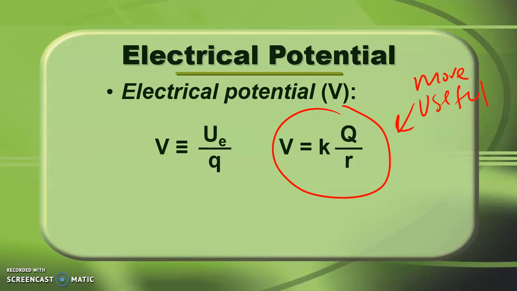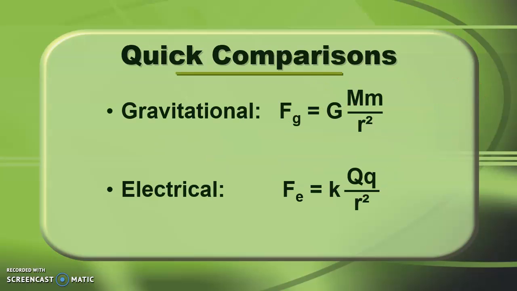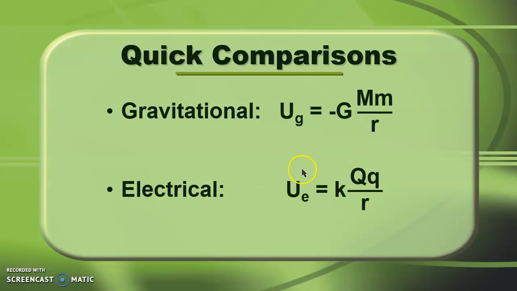Real quick comparison, you don't have to write these down, you can just look at these things. There is a good comparison that we can make between gravitational force and electrical force. We talked about gravitational force a long time ago, where we had the universal gravitational constant and the masses of the two objects and then the distance between them. Well, electrical force, very similar. And we can also compare gravitational potential energy and electrical potential energy using very similar equations. Again, you don't have to know a whole lot about this. I just think it's kind of interesting and a good comparison to make.